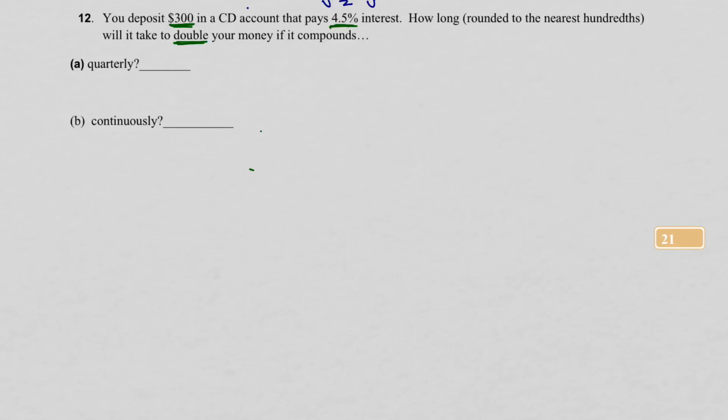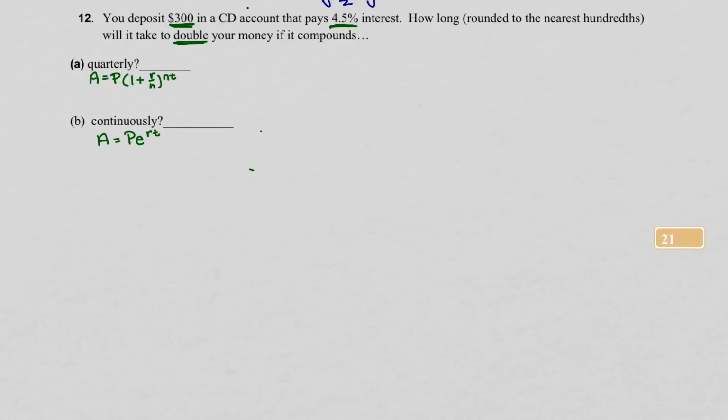All right, well, I remember that my formula for quarterly is the amount I get will be equal to the principal times 1 plus the rate divided by the number of times it's compounded, taken to the number of times it's compounded times time. And I remember that the formula for continuous is the amount that I'll end up with equals the principal times e to the rate and time.